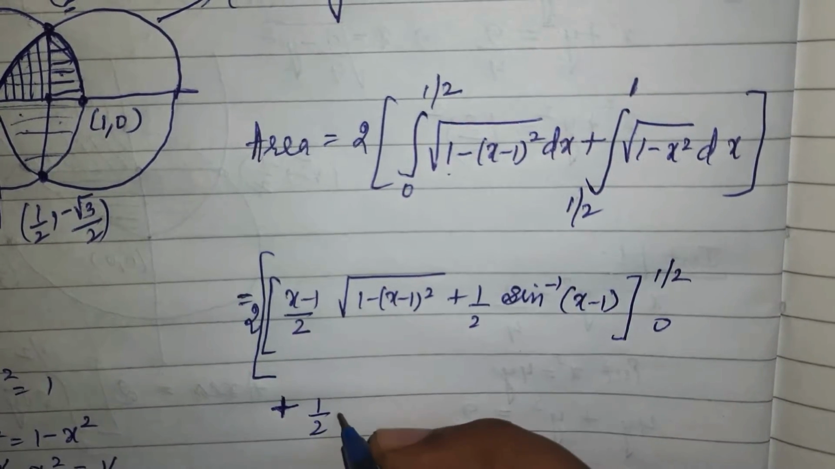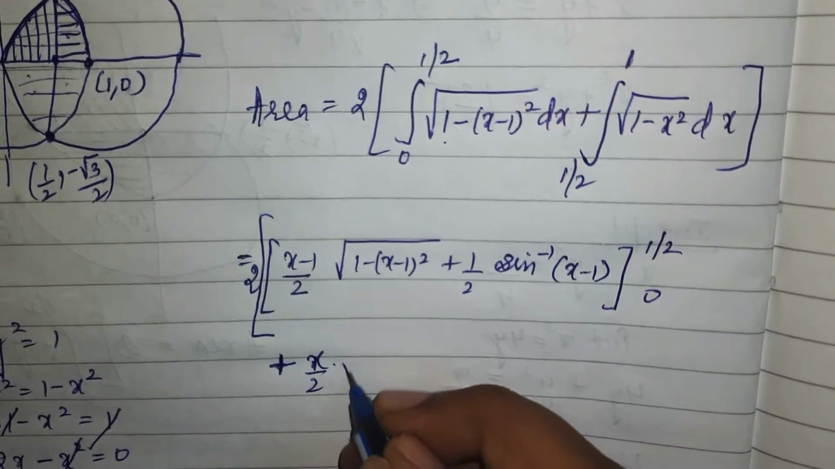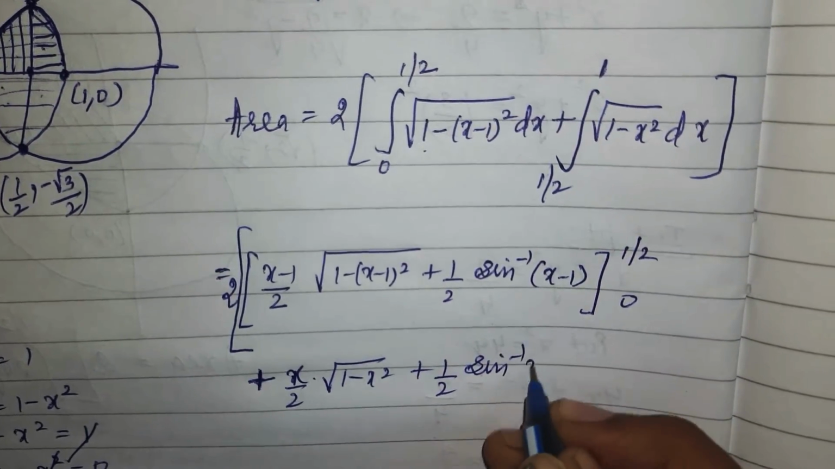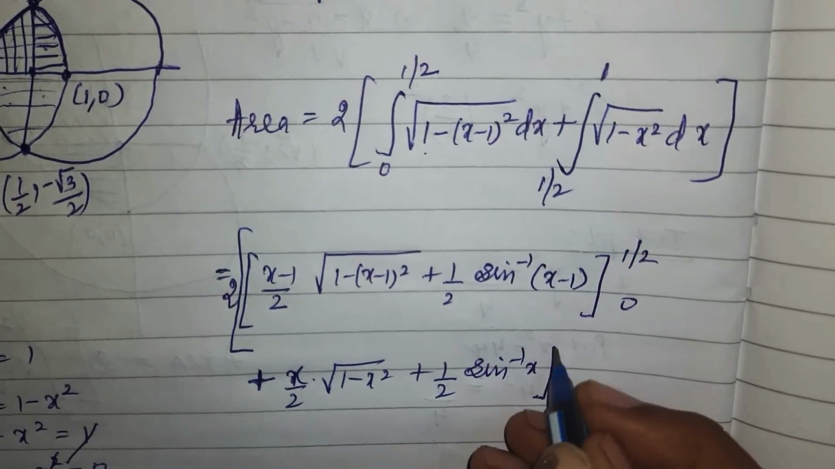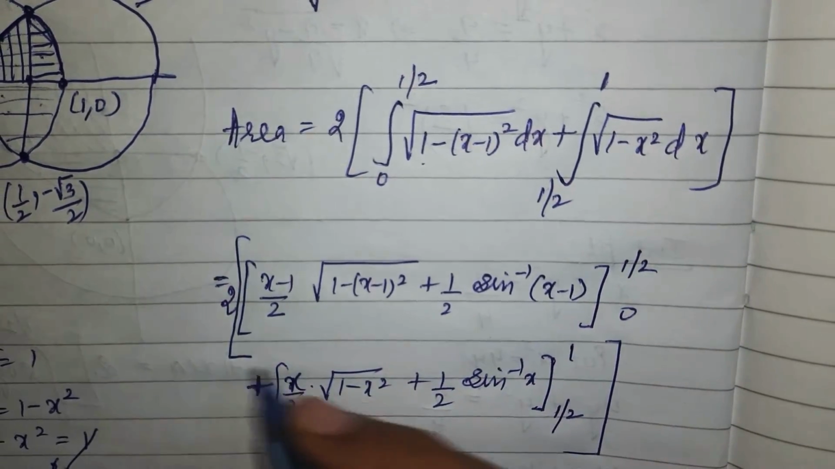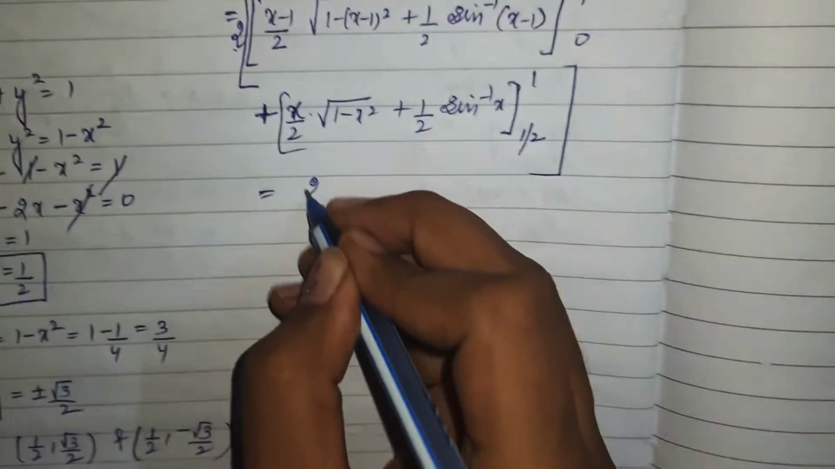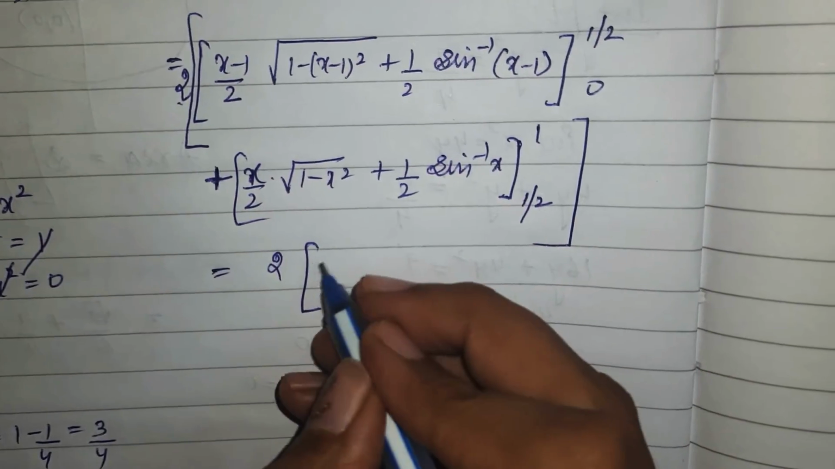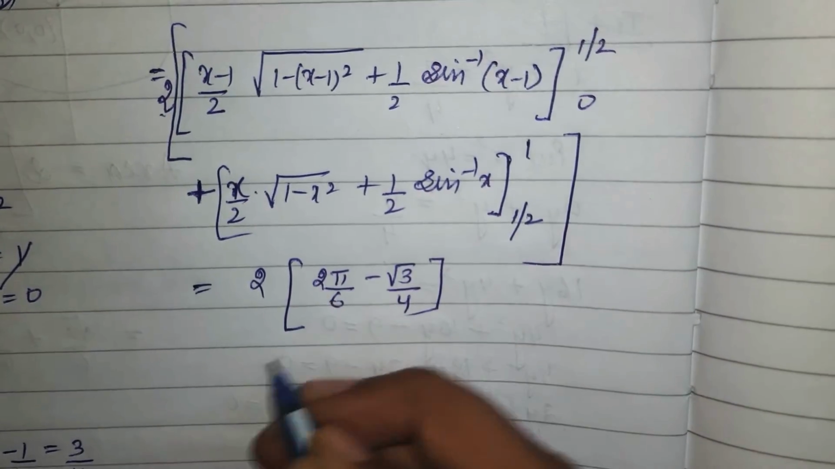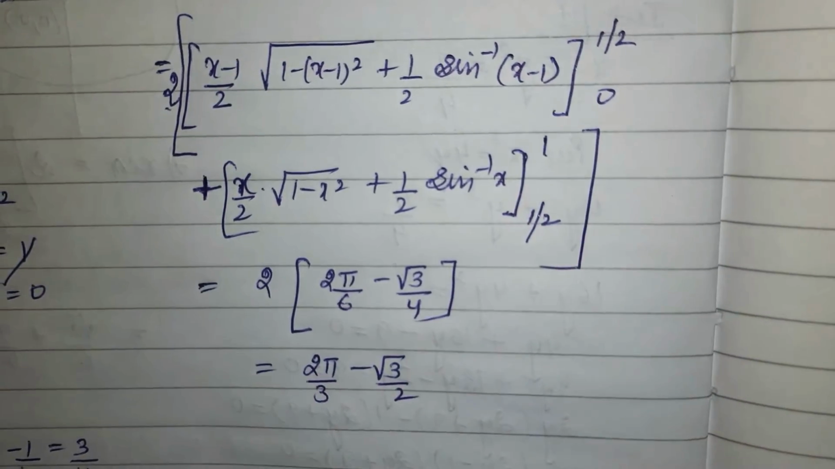1 by 2 sine inverse x by 2 under root 1 minus x square, 1 by 2 sine inverse x. Again you need to apply the limit here. If you apply the upper limit minus lower limit, and then double the answer, after solving these two terms, the final answer you will get is 2 pi by 6 minus root 3 by 4. So the final answer is 2 pi by 3 minus root 3 by 2 square units.